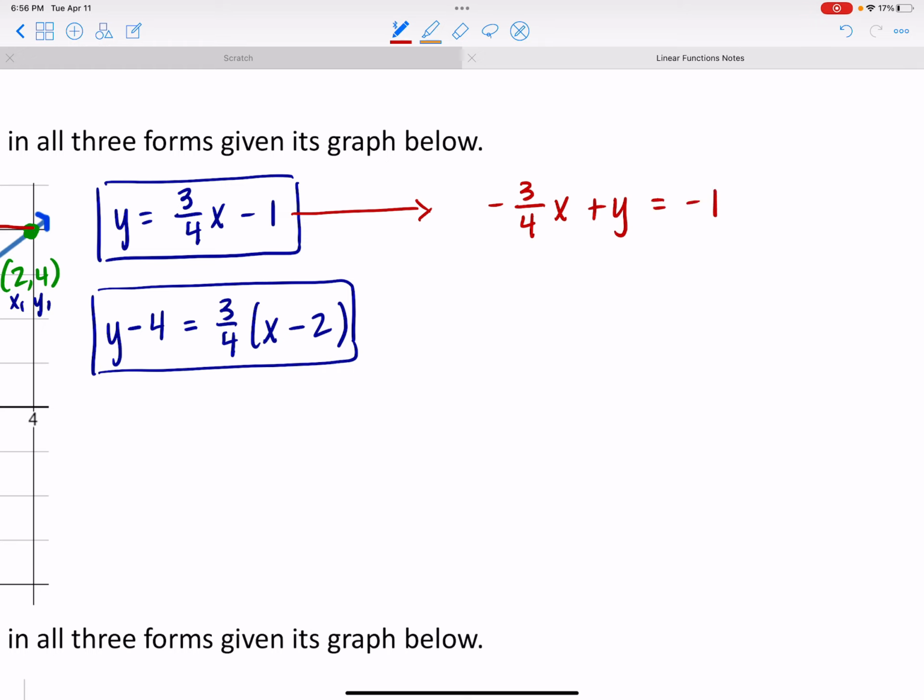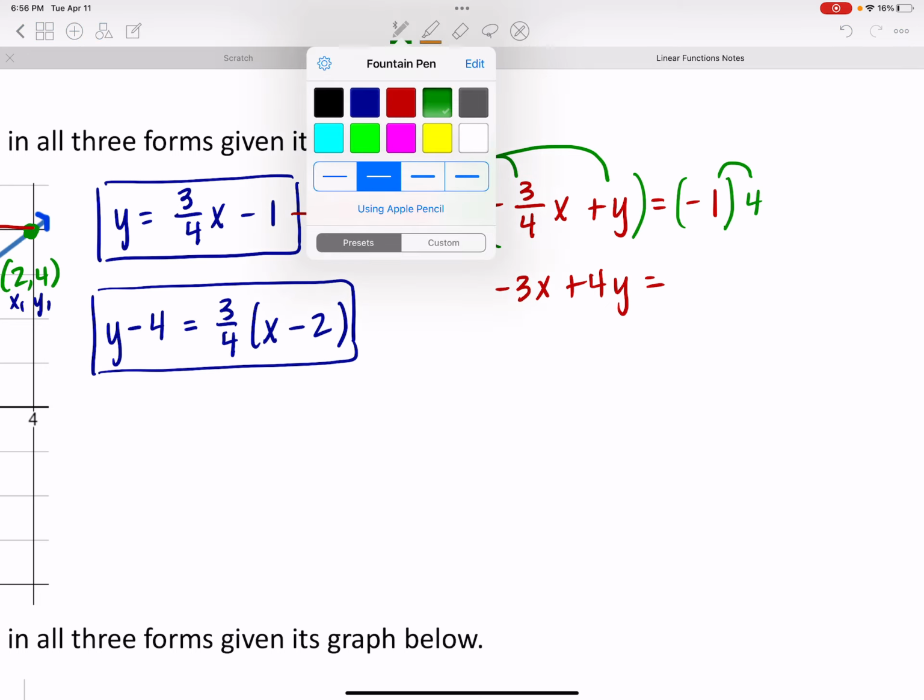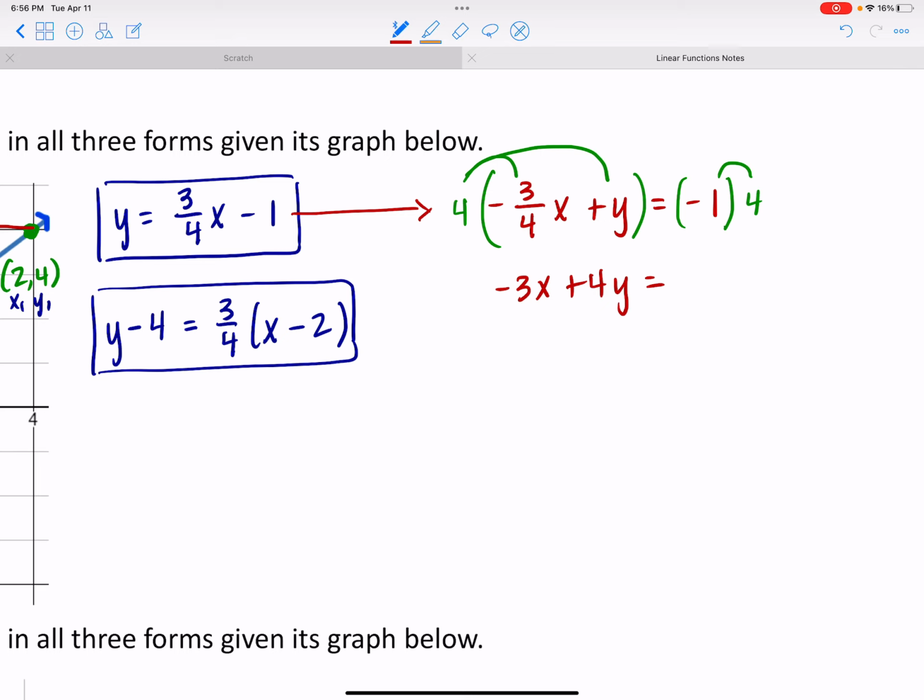Now remember, in the standard form, we don't want any fractions, and so we would have to clear them out of this equation. And we can do that by multiplying by our common denominator, or the only denominator in this case, which would be 4. So I'm going to multiply both sides of the equation by 4. When I multiply here, the times 4 divide 4 cancel, leaving a -3 in front of the x. When I multiply here, 4 times y is going to make 4y. And then on the other side, when I multiply 4 by -1, I get a -4. And this would be perfectly acceptable for our standard form.